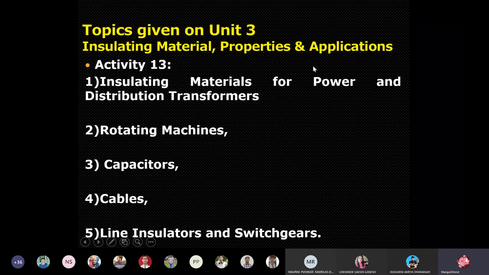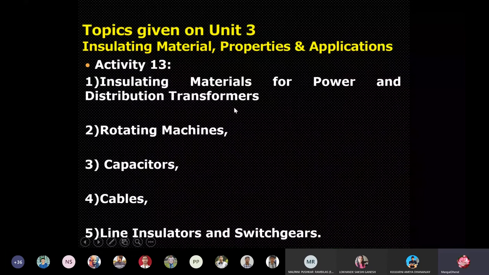So for activity 13, where you want to use advanced tool usage, ICT tool usage, you can think of the first topic focusing on insulating materials used in power and distribution transformers. Like I am demonstrating to you with video, you collect video animations and just present using Microsoft tools only. That is also an ICT tool. If you collect animations and videos from the internet, that means you are selecting the tool and presenting. So you can do a 10 minute presentation on insulating materials for power and distribution transformers.